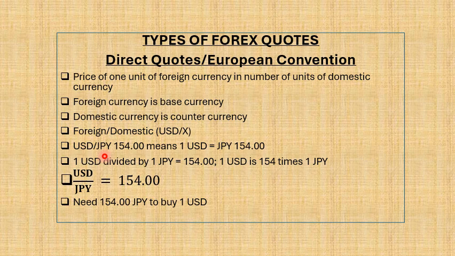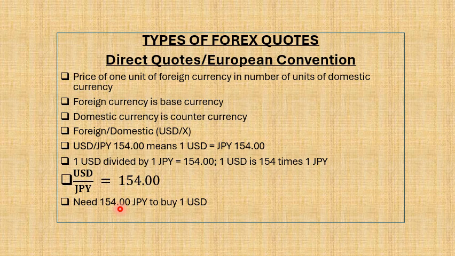For example, USD JPY 154.00 means 1 US dollar is equal to Japanese yen 154. For calculation questions, you can think of the quote as 1 USD divided by 1 JPY is equal to 154.00, or the USD is 154 times 1 JPY. That is, USD divided by JPY is 154. If you want to buy 1 USD, you will have to pay 154 Japanese yen.